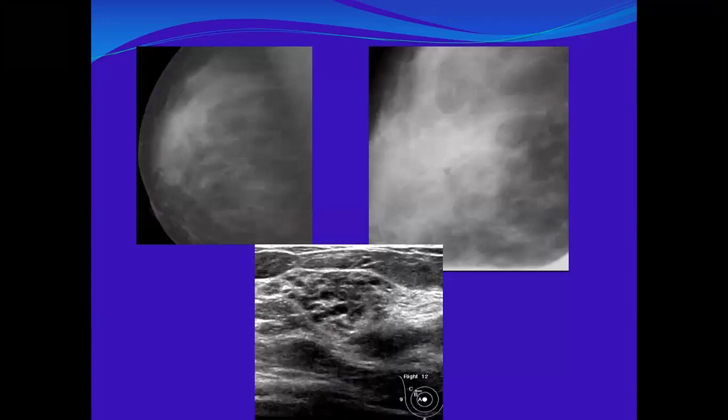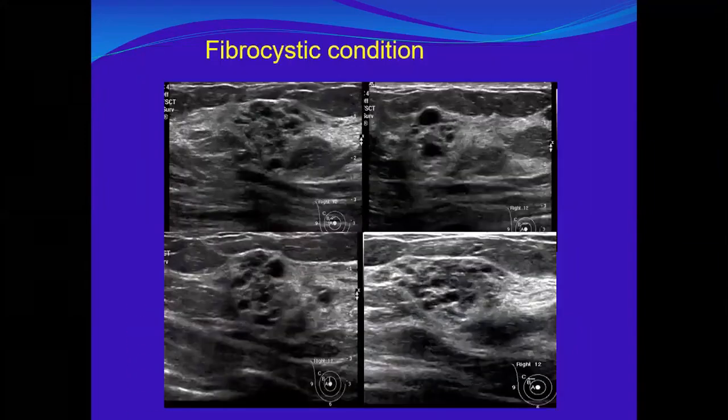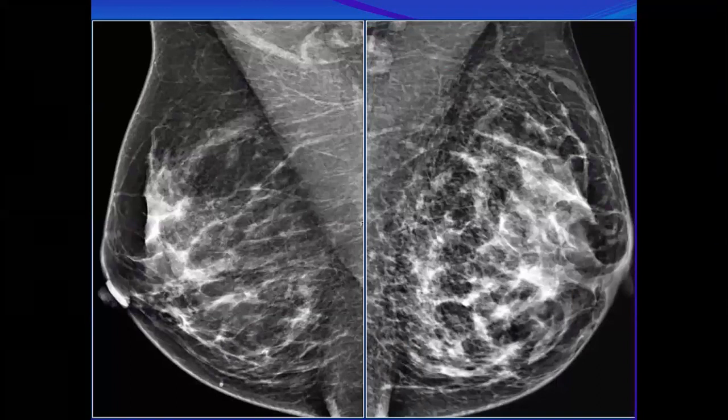This is the same patient. This is the focal asymmetry. If you call it global asymmetry, it's also accepted, since it's a little bit large. It can be focal, it can be global, and it is borderline in between. So it was fibrocystic. I don't know why it's been repeated.